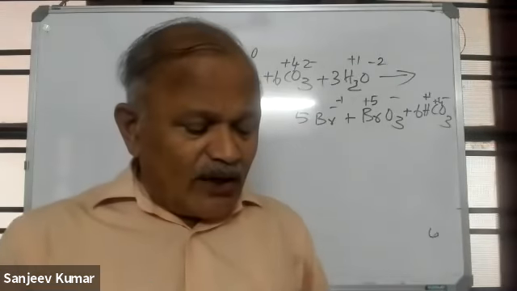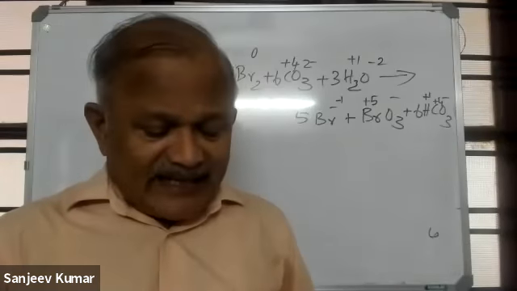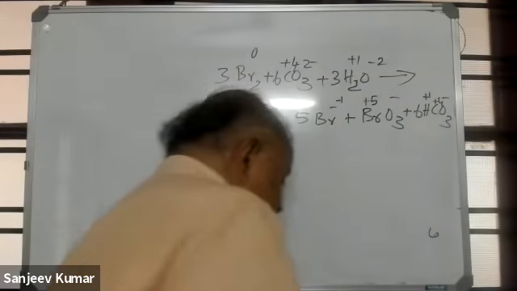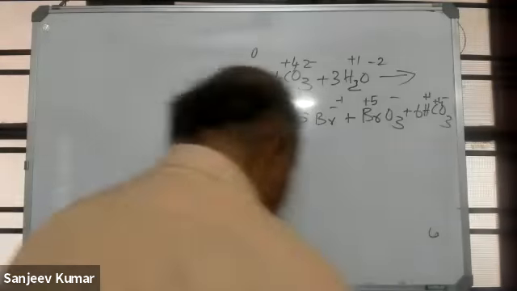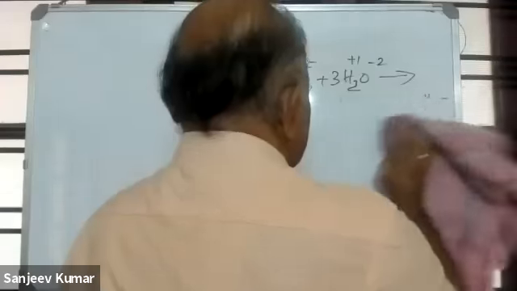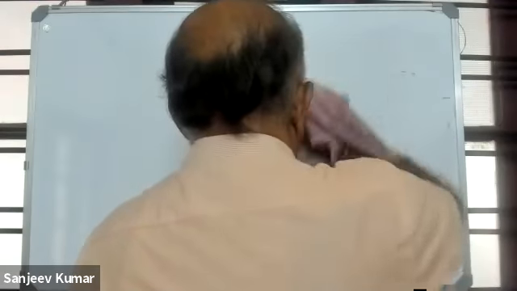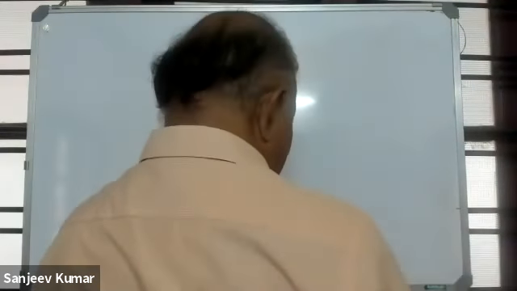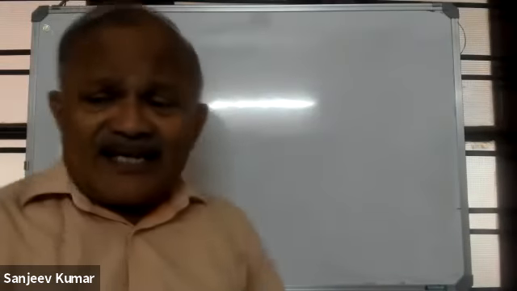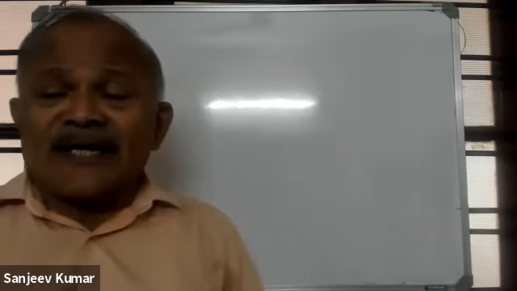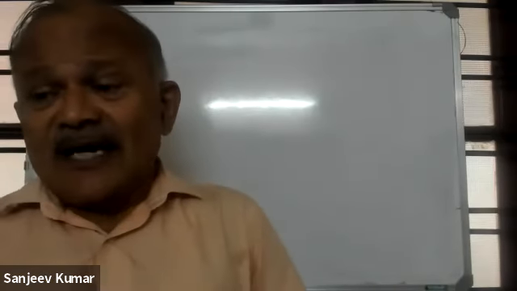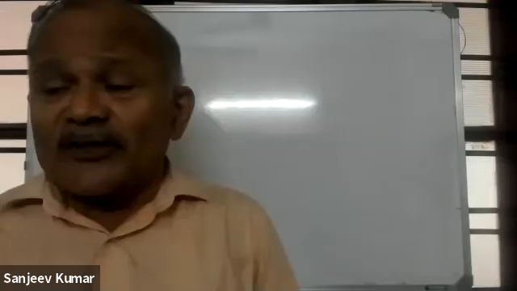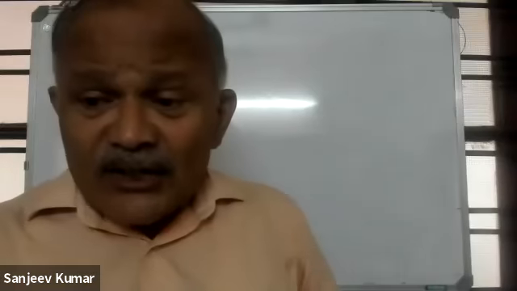The second question: for the redox reaction, what is the correct coefficient of the reactants for the balanced reaction? That is, you have to balance a redox reaction. The balancing of a redox reaction can be carried out in two ways. One is the oxidation number method, the other is the ion electron method. In the oxidation number method, the oxidation numbers of all elements are assigned, and we have to find out the oxidizing agent which is being reduced as well as the reducing agent which is being oxidized. And you have to equate the increase in the oxidation number and the decrease in the oxidation number, then it is the balanced redox reaction.